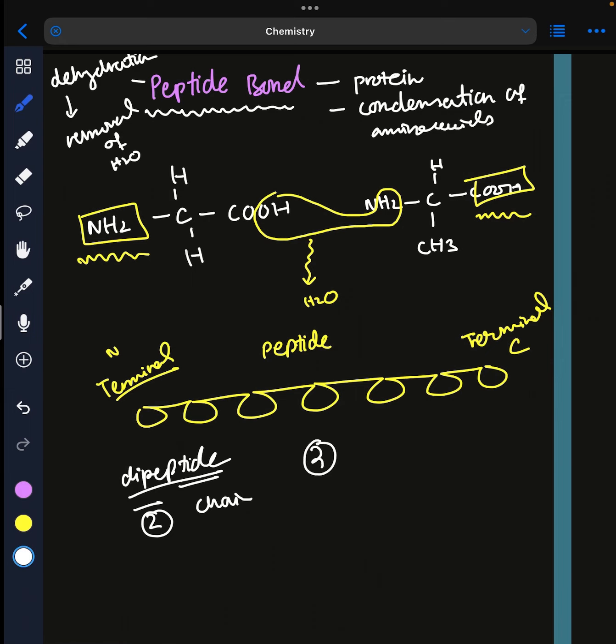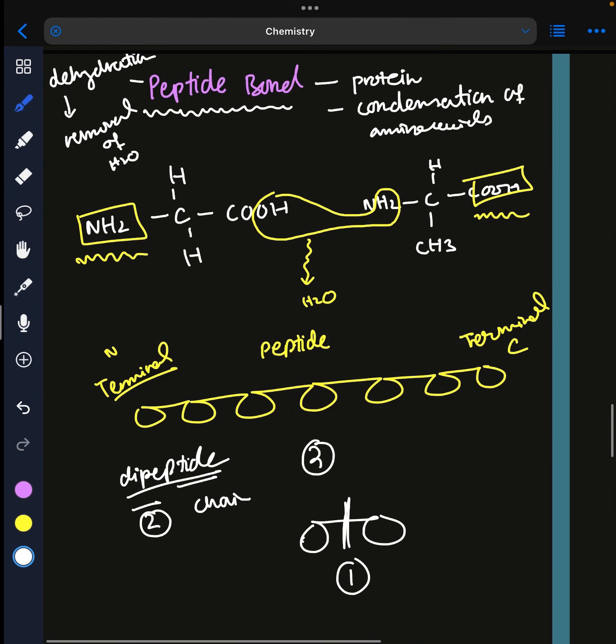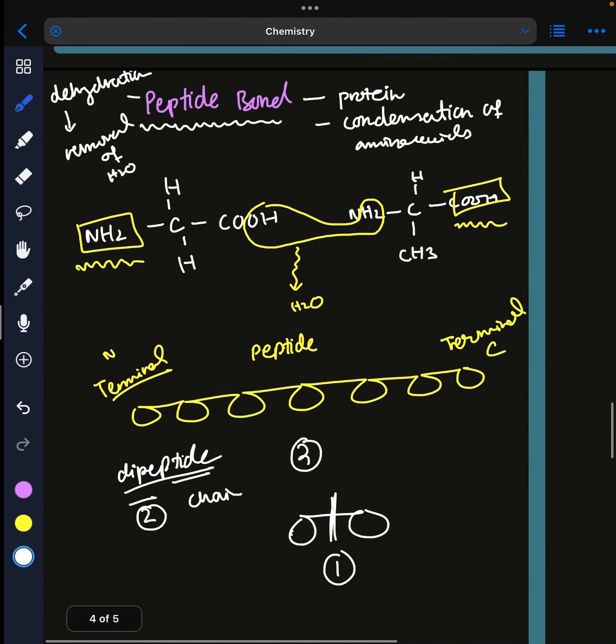Now can you tell me how many peptide bonds are present in a dipeptide? Your options are, is it 2, or is it 1, or is it 3? If you answered 1, your answer is definitely correct. Why? A dipeptide is like 2 amino acids, and 2 amino acids require only 1 peptide bond. That's why a dipeptide has 2 amino acids and 1 peptide bond. This is really an interesting question, and it has come in a lot of past papers of many university level examinations.